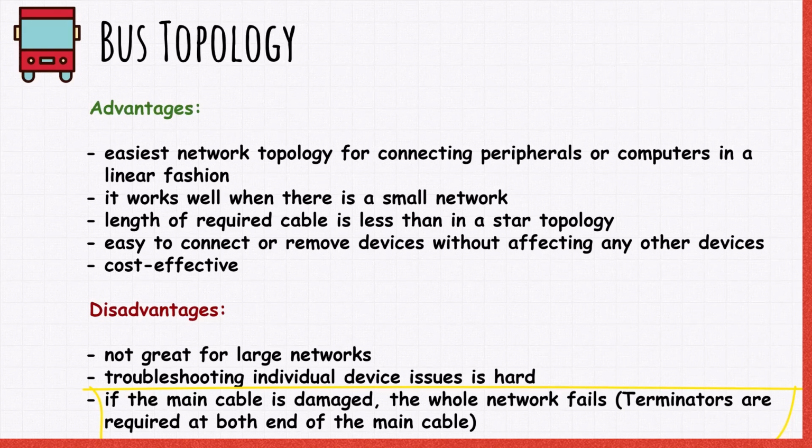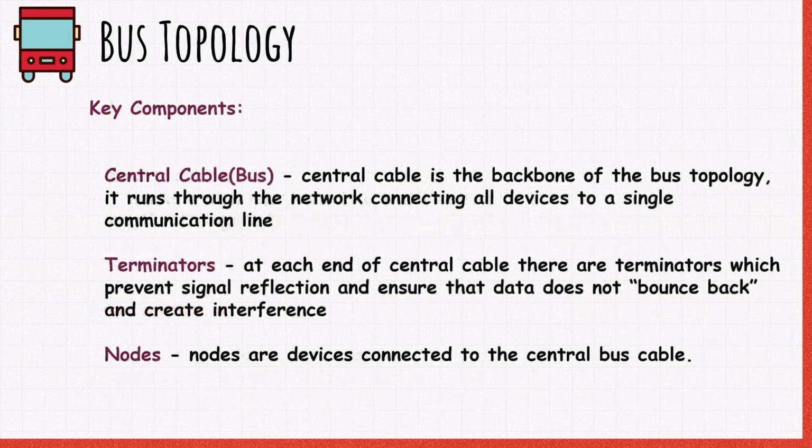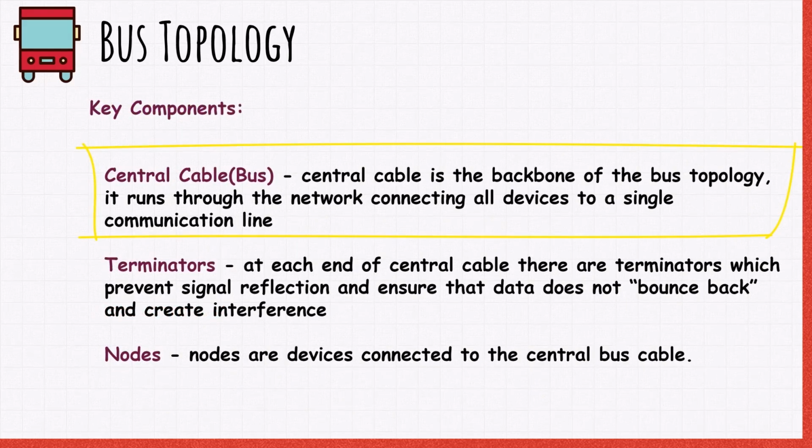And also it's important to note that if the main cable was to get damaged, the whole network would fail. And last thing that we want to mention about bus topology are its key components, which include the central cable or bus. And we already mentioned that the central cable is the backbone of the bus topology. It runs through the network, connecting all devices to a single communication line.